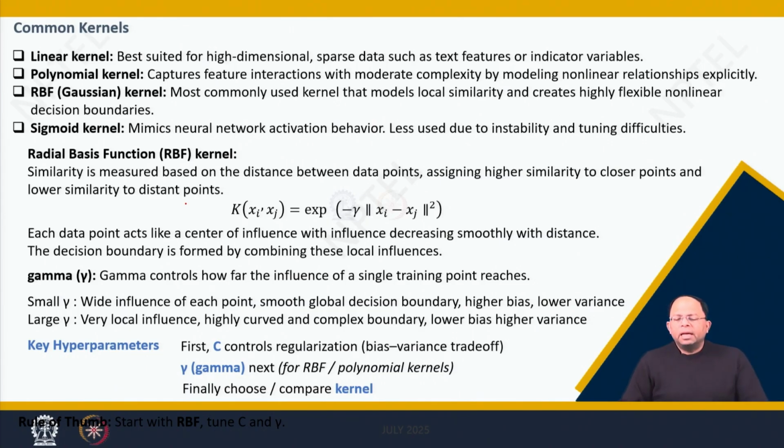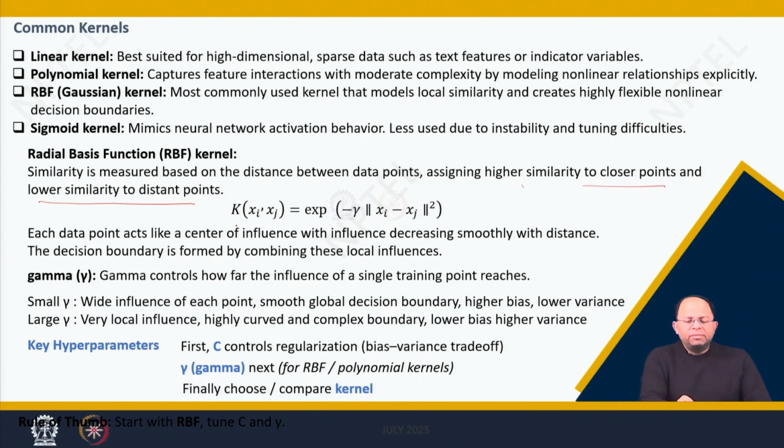But there is difficulty in using this because there is some amount of instability, some hyperparameter tuning difficulties, and so on. So mostly we will use the RBF or Gaussian kernel. Now, as we discussed, it measures the similarity based on the distance between the data points, and it assigns higher similarity to closer points and lower similarity to distant points.